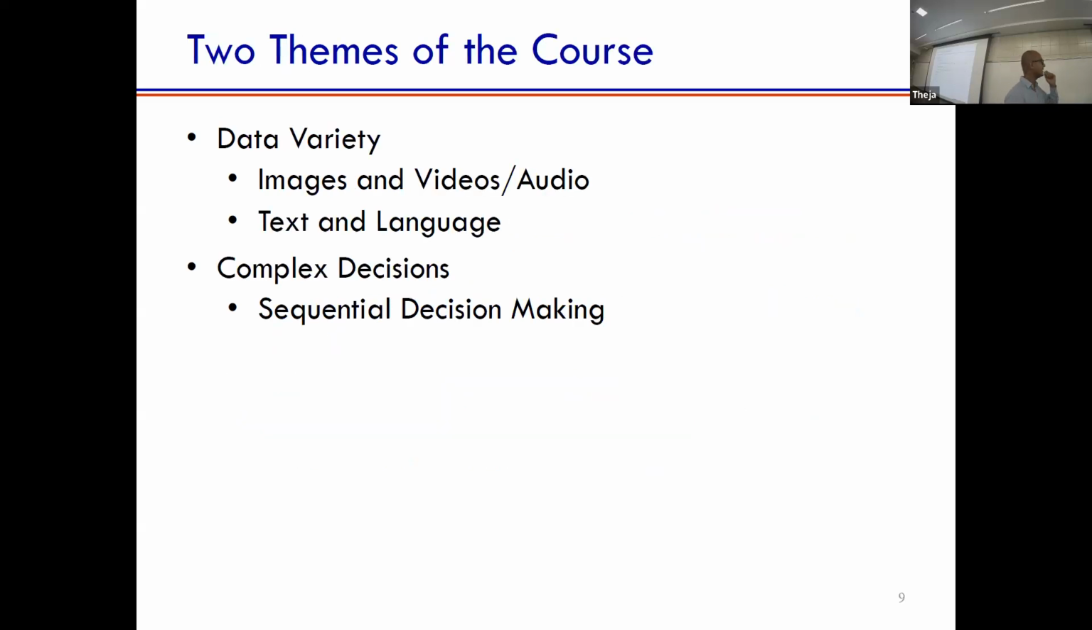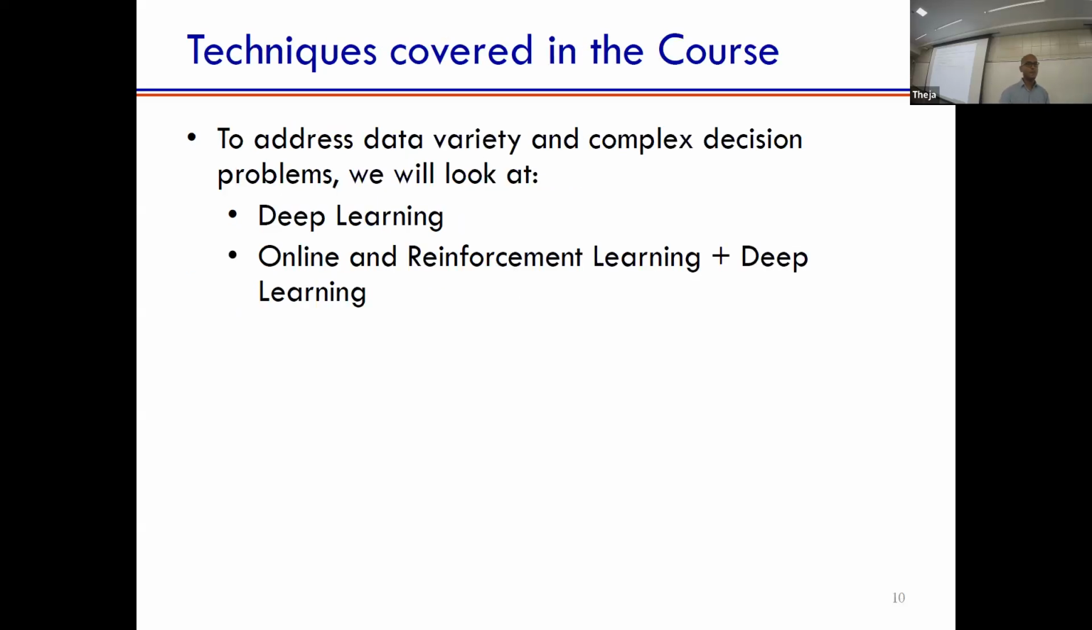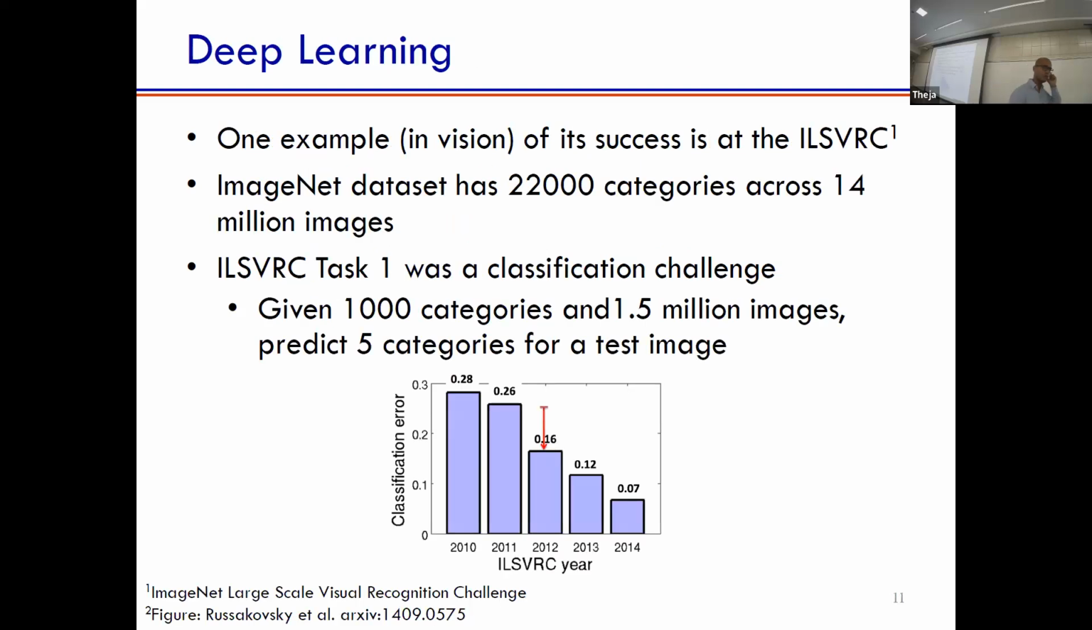I think I've already just discussed this. Basically, the themes are, in addition to obviously the deep learning tools that we study, variety of data and decisions into the mix. Okay, that's two extra things. I think I'm just saying the same thing here. So let me come back to some examples.